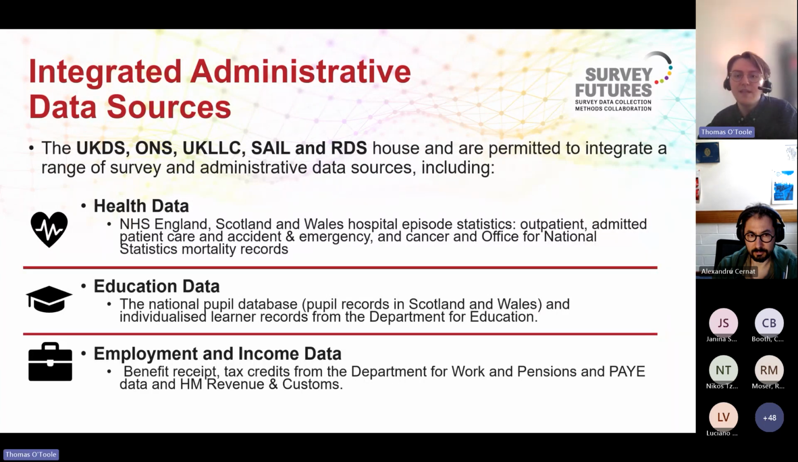Some examples of linked admin and survey data available through the trusted research environments I mentioned include health data, so NHS hospital episode stats, outpatient and admitted patient care, A&E, cancer registries, and there's also ONS mortality records too. There's also education data, which is mostly the National Pupil Database, so pupil records in Scotland and Wales, and individualised learner records. And there's also employment and income data, so records of benefit receipt, income, tax paid, that kind of thing.